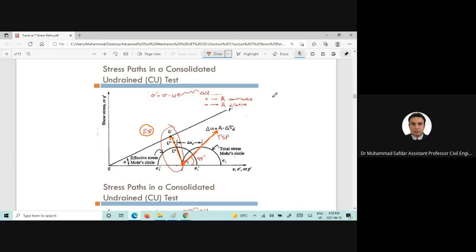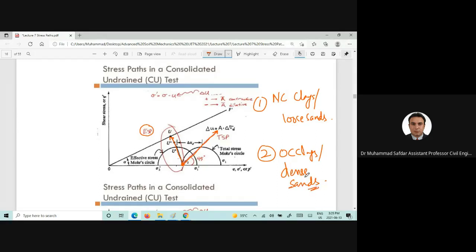But I have a question about the normally consolidated clays and also loose sands, and I would say over consolidated clays and dense sands. This figure is for case 1 or case 2.